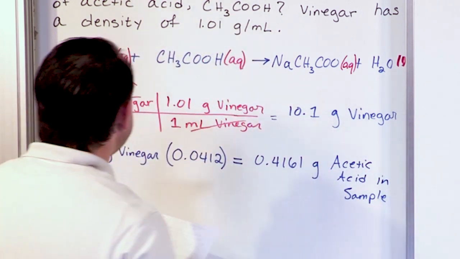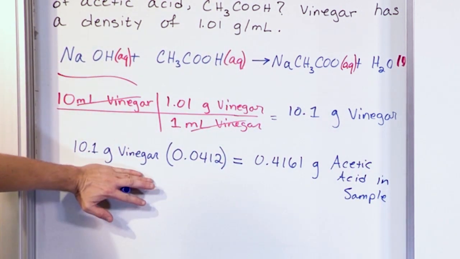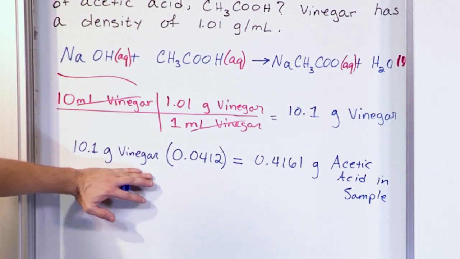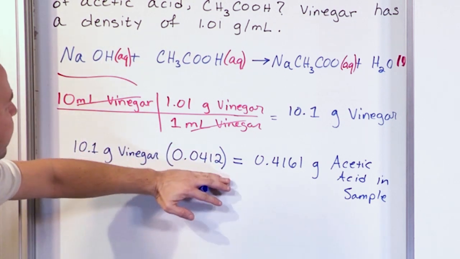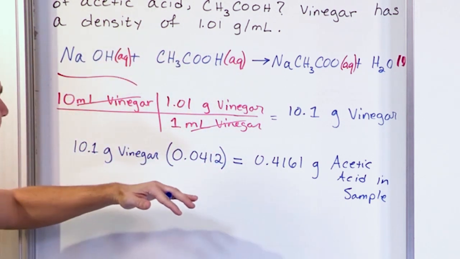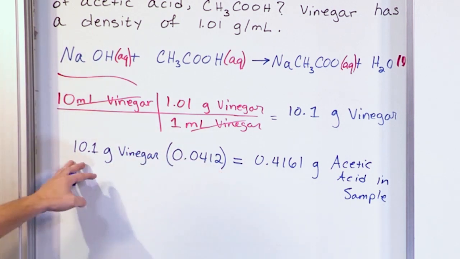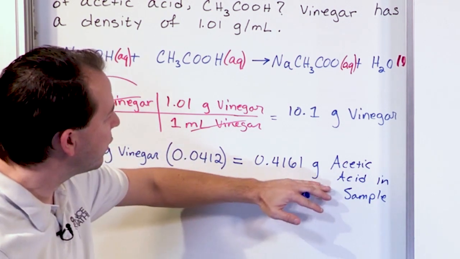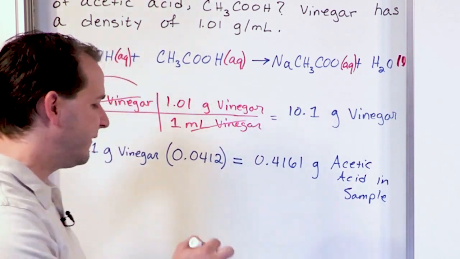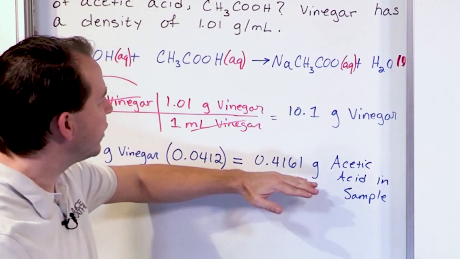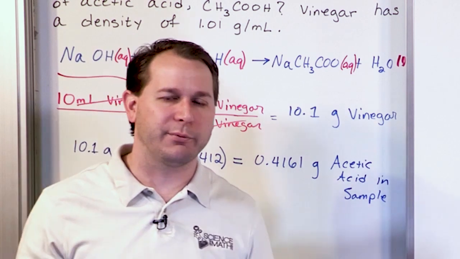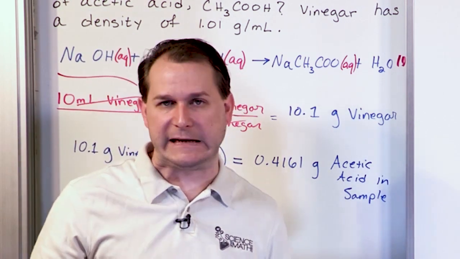Make sure you understand that all we're doing is we know how much vinegar we have in terms of grams, right? So we multiply by the percentage, and because we know it's 4.12% by mass, we take 4.12% of this number, and we get a really small number. That's how many grams of acetic acid are in the sample. It should be a small number because just over 4% of the entire sample is actually acetic acid.